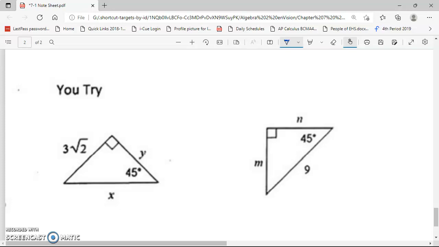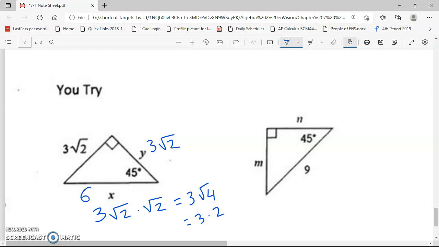Here are my solutions. So this side is 3 root 2. That means that this leg will also be 3 root 2. And the hypotenuse is going to be 3 root 2 times root 2. Since the square roots match, we can multiply those together, so we get the square root of 4. But the square root of 4 is 2, so this would be 3 times 2. That means that the hypotenuse is going to be 6.